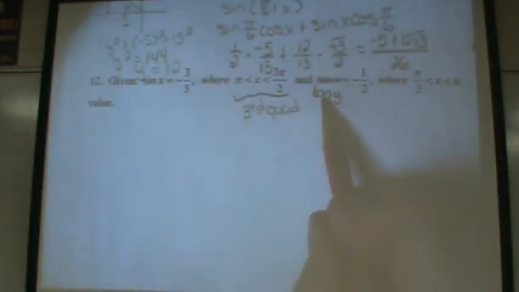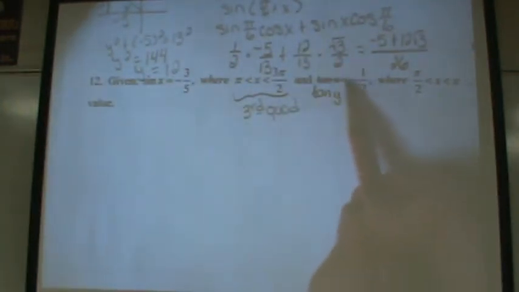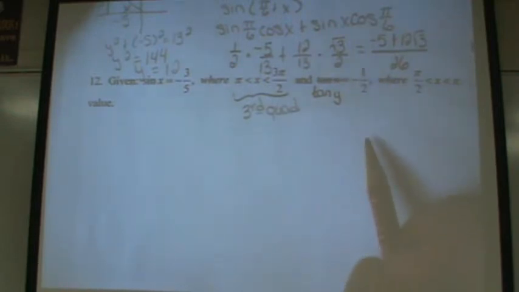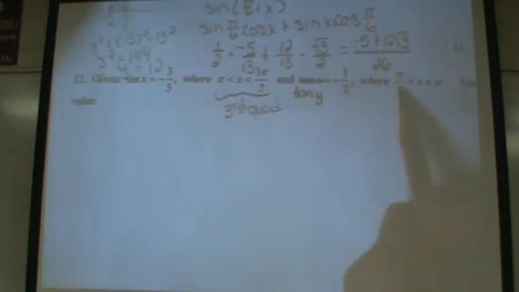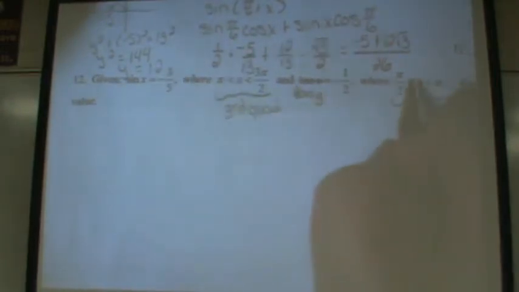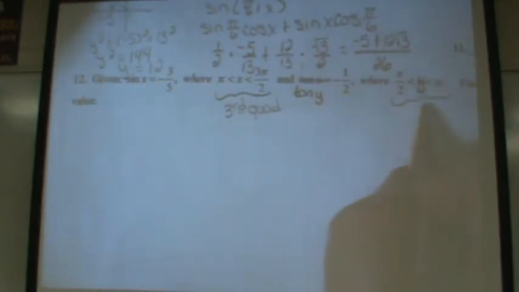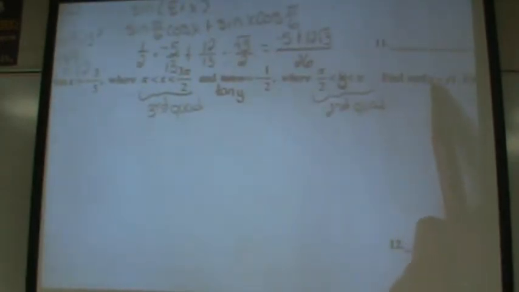Then we're given tangent of y, so our second angle. The tangent of that angle equals negative 1/2. And then we're told that that angle y is between pi over 2 and pi. So that angle is in the second quadrant. And then we're asked to find cosine of x minus y.